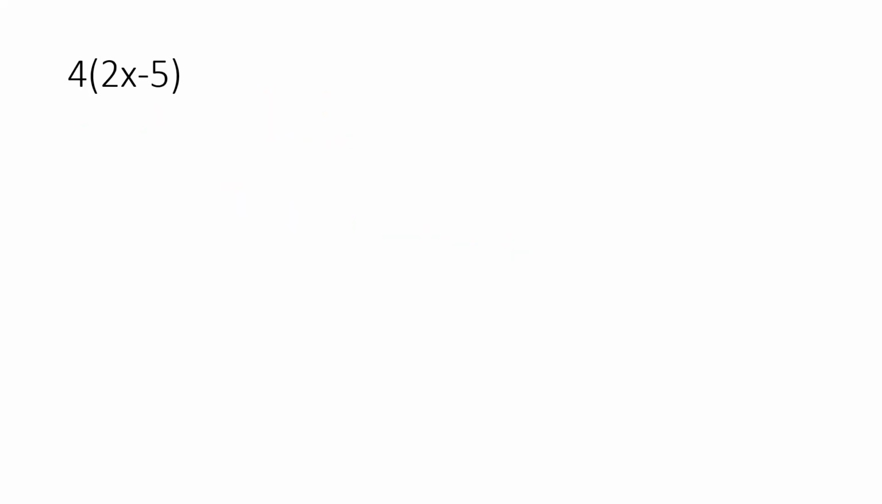Okay, what about this question? Again, feel free to pause and have a go. But for everyone else, it's the exact same thing. What's 4 times 2x? 4 times 2x is simply 8x. And likewise, what is 4 times minus 5? This is a minus. What's 4 times minus 5? It's simply going to be equal to minus 20. And so our final answer is 8x minus 20.